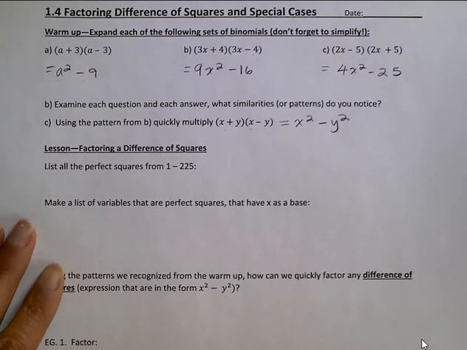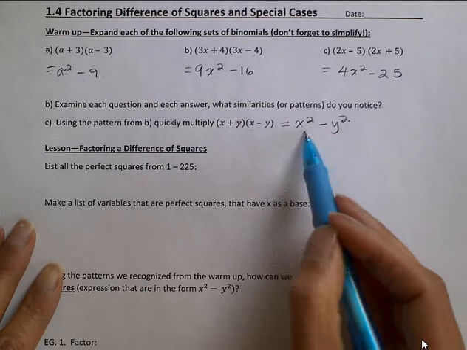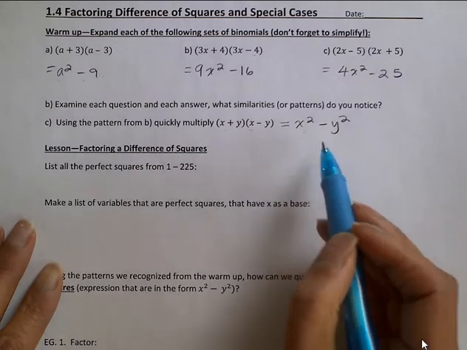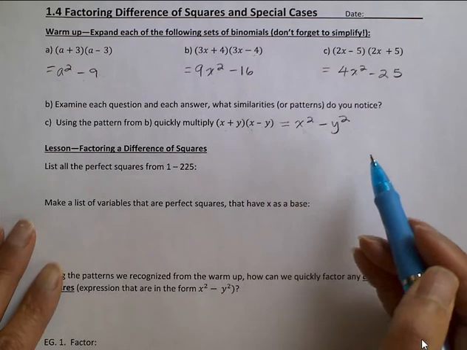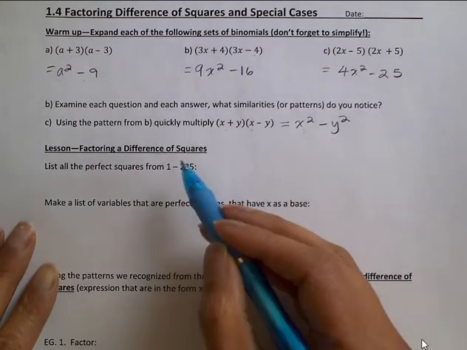So today's lesson, we're going to factor a difference of squares. That's a difference of squares. It's a perfect square minus a perfect square. When we subtract values, the answer to a subtraction statement is a difference. So that's where that word is coming from.